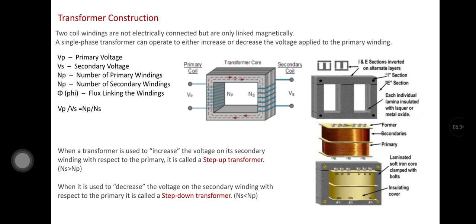One more thing I would like to add here, that if the number of primary windings is greater than the number of secondary windings, then it is called a step down transformer. And if the secondary winding turns is greater than the primary winding turns, then it is called a step up transformer.